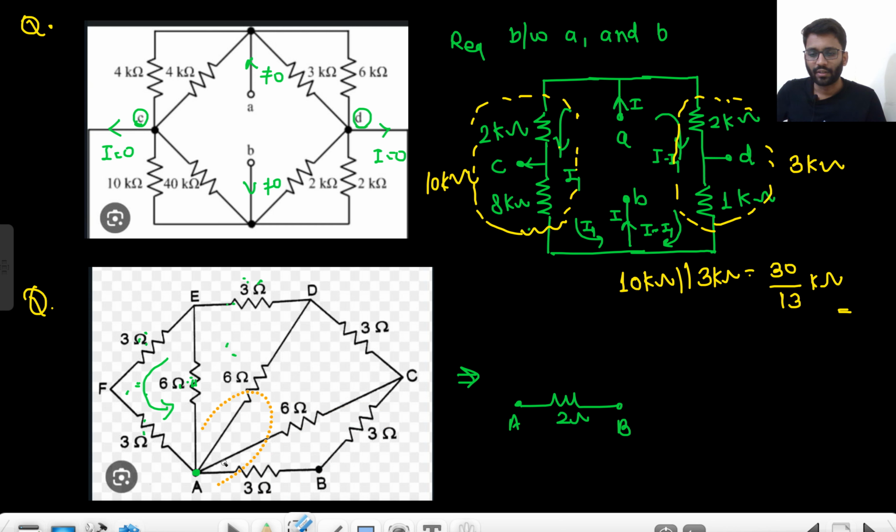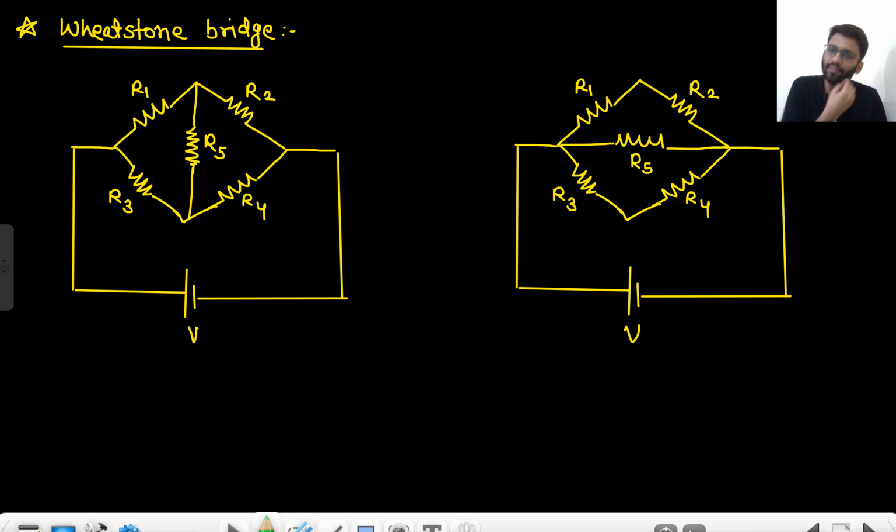Good. Okay, so these are some simple problems. Now we will see the concept of equipotential and everything. Before that, I guess we will see the concept of Wheatstone bridge. You must have studied it in your 10th, 11th, or 12th standard, but let's revise it once again.